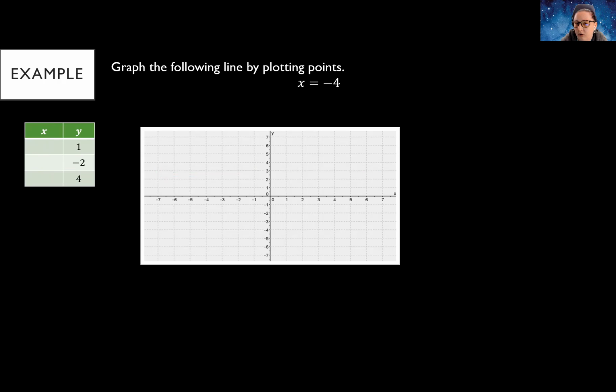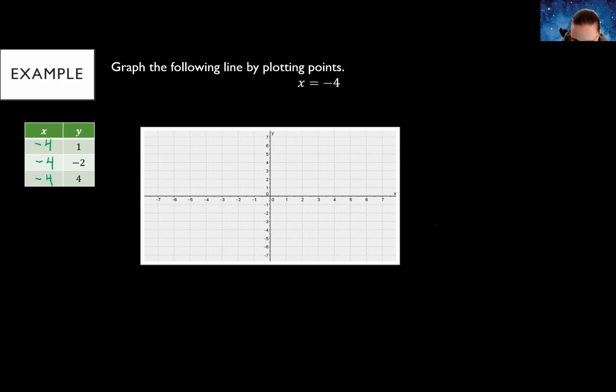Same thing here, we're going to graph by plotting points, and we're given the equation x equals -4. We don't have a y value, so this tells us it's going to be horizontal or vertical. If you look at the table, we have y values of 1, -2, and 4, but there's no y in the equation to plug in. All we know is that x is -4, so I can just fill that in for every single point. It doesn't matter what y is. X is -4. That's what the equation says.